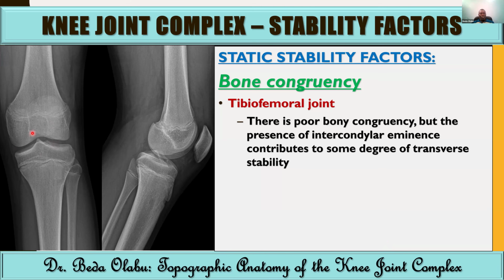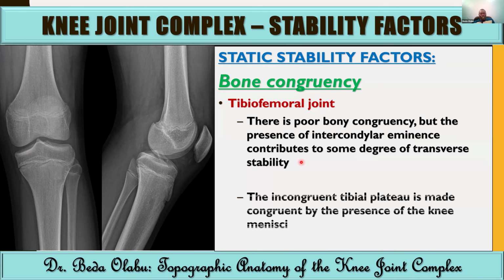As a matter of fact, the anteroposterior ones are even very unstable. So the only one that we can say has some degree of stability, transverse stability, is because of the presence of the intercondylar eminence. The transverse stability may be there, but the anteroposterior stability is not there. This incongruent tibial plateau is, however, made congruent by the presence of the knee menisci.